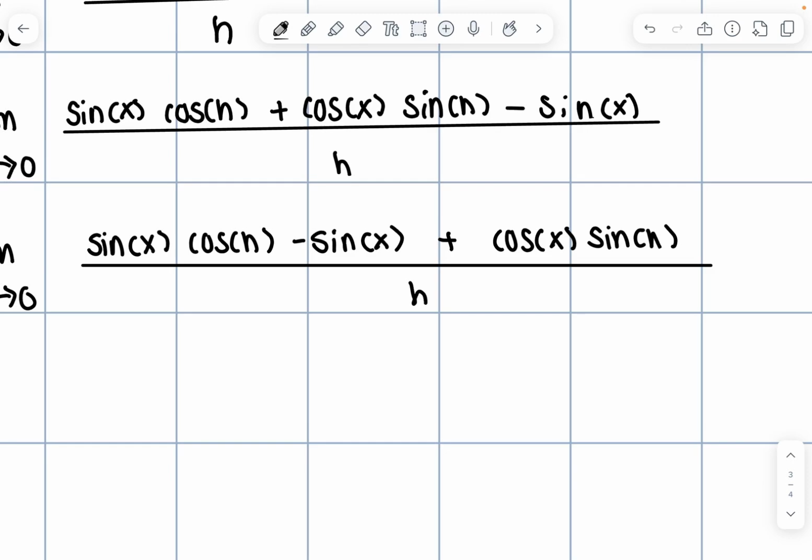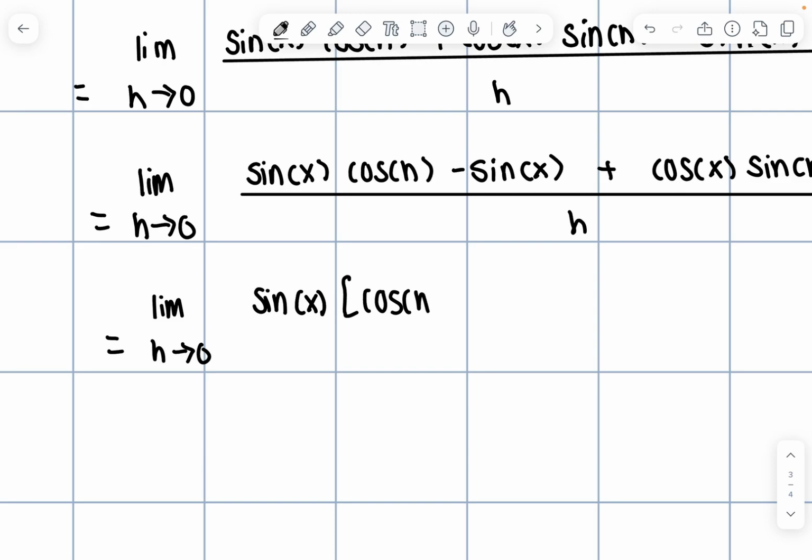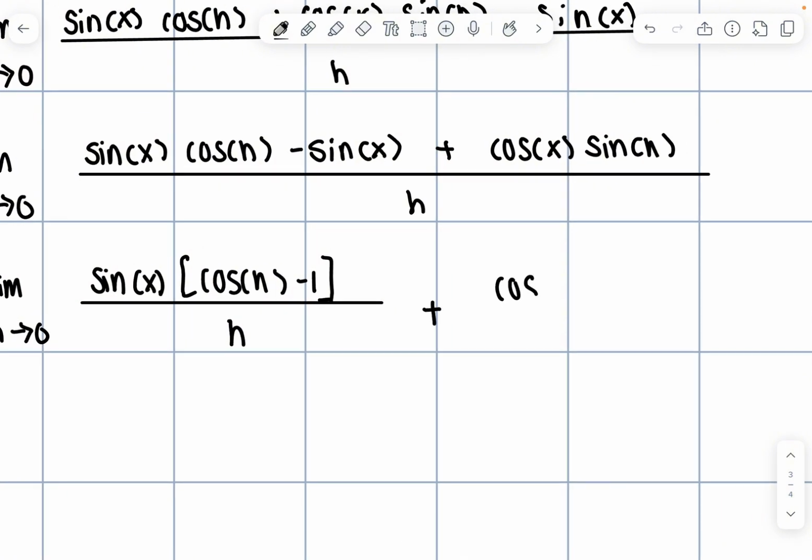Now here I'm going to split these up into two different fractions: sine x cosine h minus sine x over h, and then add cosine x sine h over h. So then this will be the limit as h tends to 0 of sine x, I'm going to factor out a sine x first, sine x upon cosine of h minus 1, all divided by h. And then it'll be cosine of x sine of h divided by h.